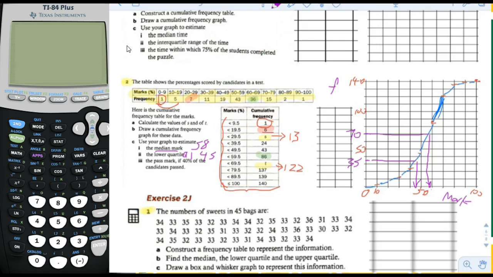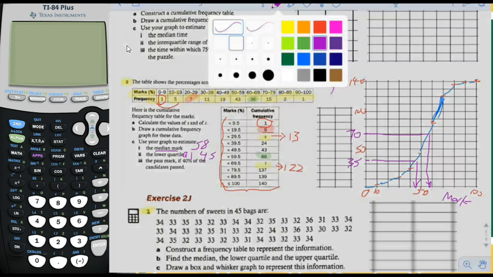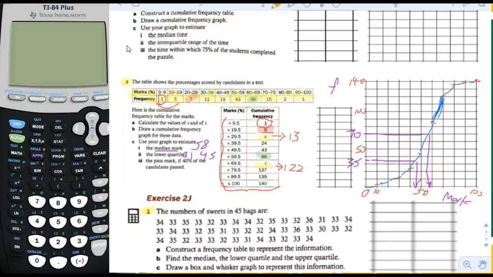Then the pass mark, if 40% of the candidates passed. So let's say the best guy's right here, right? That's the best guy. Now, what about the 40% of the best people? So that would be this part, right? How far down would it go? Well, it would go down 40%. So to calculate that, we would do 140 times 0.6, right? So the bottom 60% would be up to 84. It would be about there.